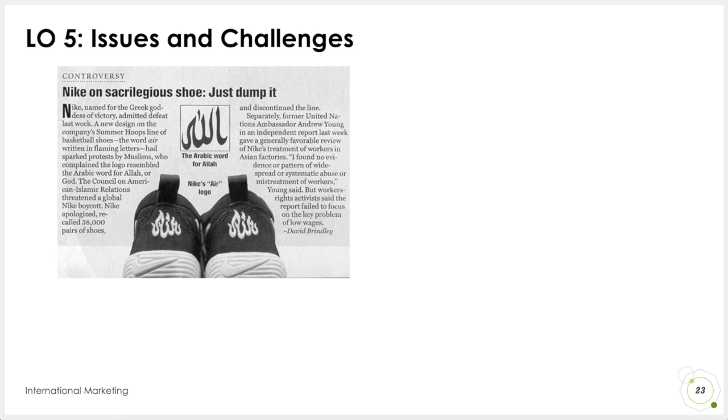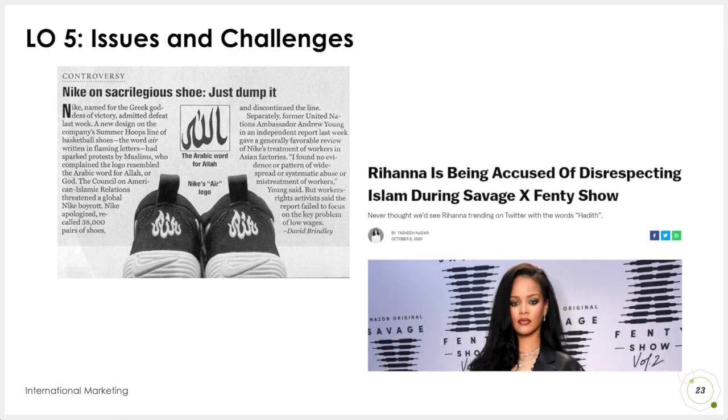Another example is not on the product itself, but on the promotional aspect. Rihanna faced a lot of backlash from Muslim Twitter users across the globe due to her recent Savage X Fenty 2020 fashion show. The singer was accused of disrespecting the values of Islam and Prophet Muhammad SAW due to a song that was used during her fashion show. The song reportedly samples the vocals of a hadith being read in Arabic.